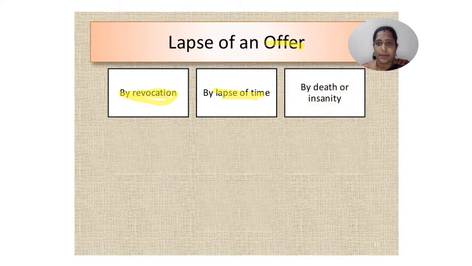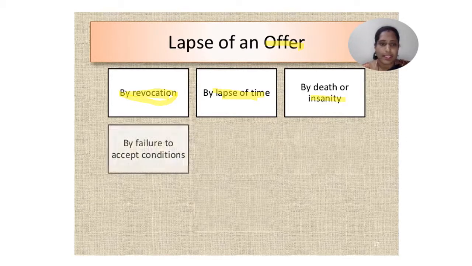And next, when you check by death or insanity, either of the parties. If there is a death of the offerer, the offer becomes lapse. Or if there is a death of the offeree, at that time the original offer becomes lapse over there, because they cannot give acceptance. It can be death or it can be a state of insanity. Maybe they become a lunatic, they will not be in a position to take a decision. If there is any disturbance with their mind, at that time also the offer becomes lapse. And next, by failure to accept conditions.